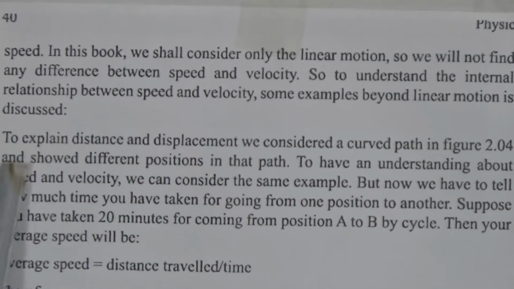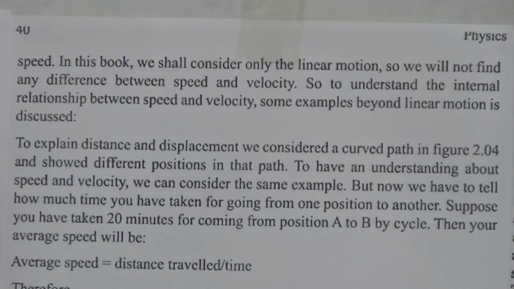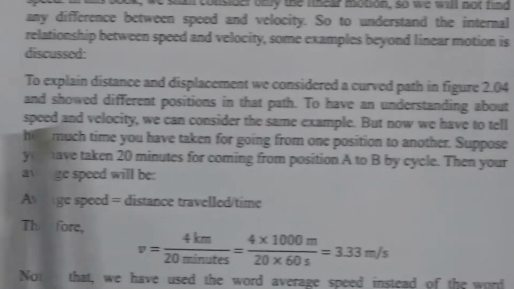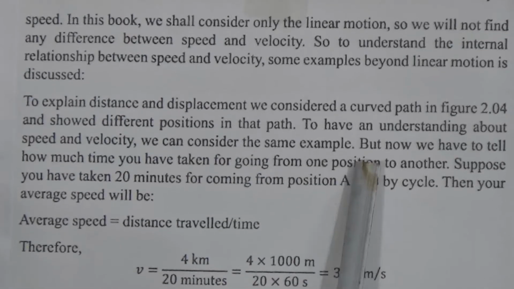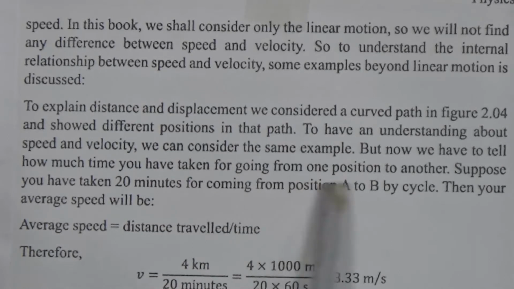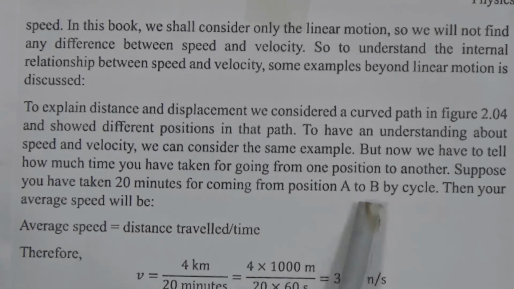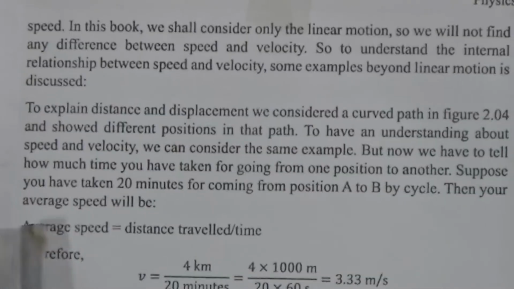To explain distance and displacement, we considered a curved path in figure 2, and showed different positions in that path. To have an understanding about speed and velocity, we can consider the same example, but now we have to tell how much time you have taken for going from one position to another. Suppose you have taken 20 minutes to go from position A to B by cycle.